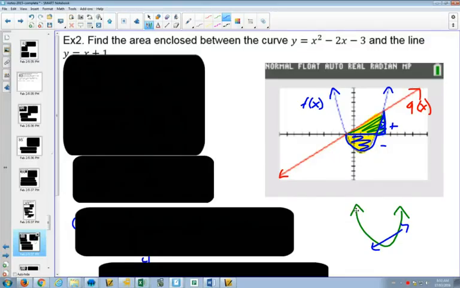So when we subtract the green, subtract the blue, well, when I take the green and I subtract this positive area over here, that just goes away. And when I subtract this negative area, the negative area becomes positive and just adds on. So it ends up finding the area between those two nicely.